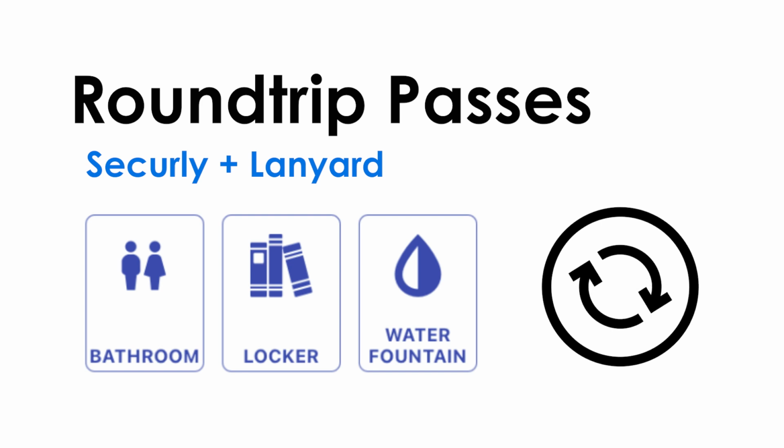Now, just to clarify, we call these round trips. This is when you'll use Securely and a lanyard to leave the classroom. Round trip means you're in a class, you leave that class, and you return to that same class. You've made a round trip into the hallways and come back to the same instructional place.